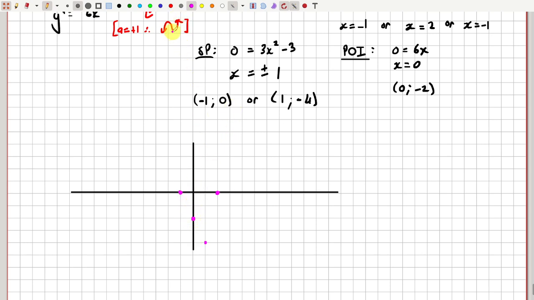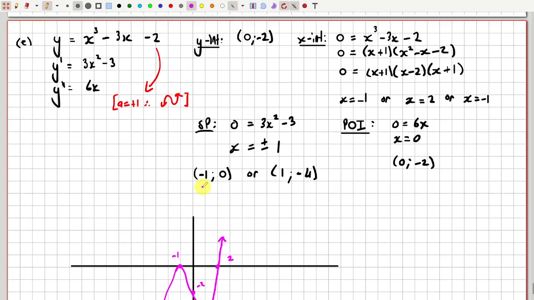So according to this, it should be smiling upwards at our second stationary point, which is this one over here. So it should look something like this. And then at the first one, -1 and 0, it should be frowning. There, that's that one over there. So this function should look something like this over there. And we remember to mark our points. -1, 2, -2, I believe. And then here, 1 and -4. That should be it for question E.